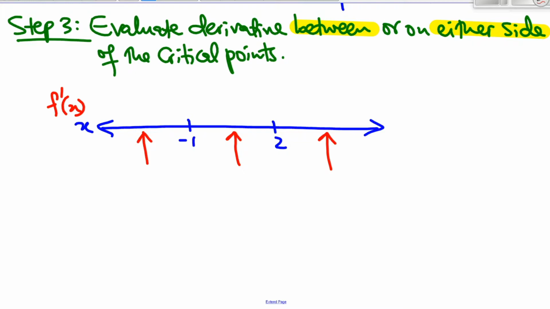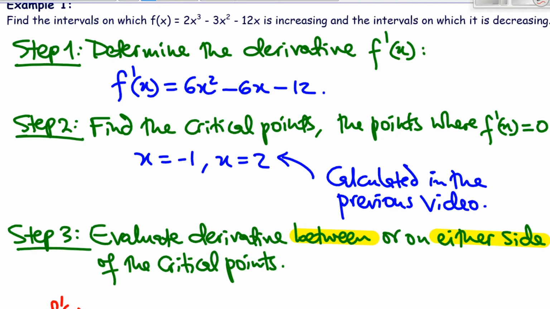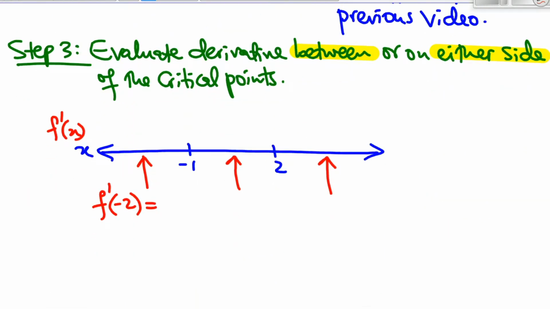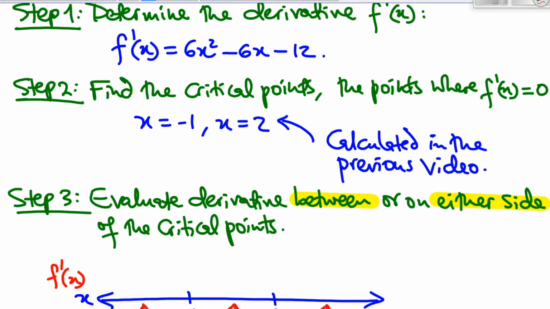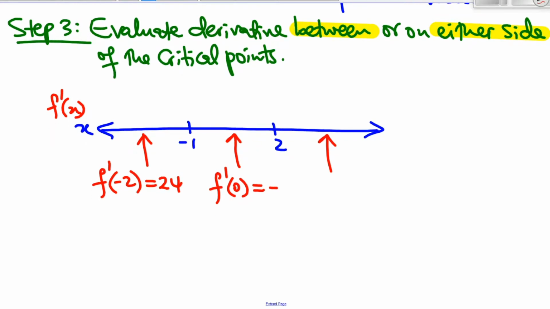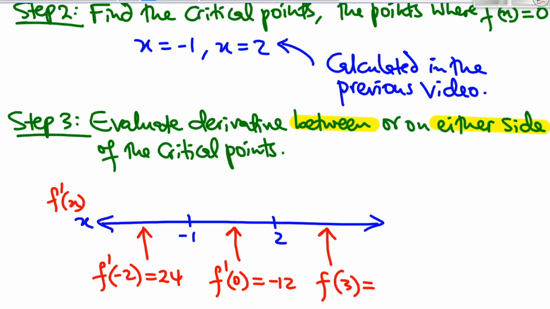For example, on the left, I can choose -2. If I plug -2 into the first derivative, what do I get? You will end up with 24. How about if I plug in x equals 0, because 0 is between -1 and 2? f dash 0 will be negative 12. How about if I plug in a number to the right of 2, for example, 3? If you plug in 3, you'll end up with 24. You can try that in your calculator to check.